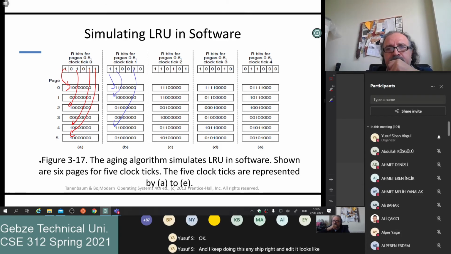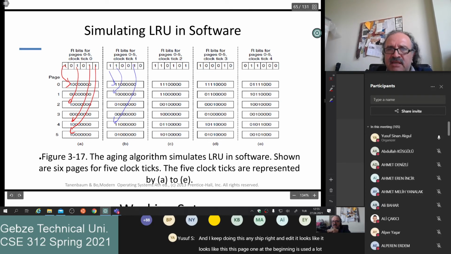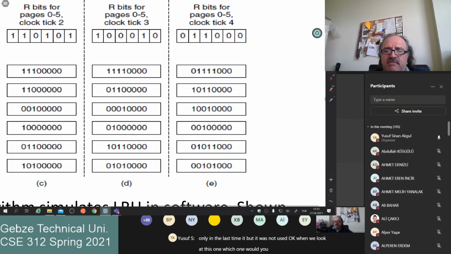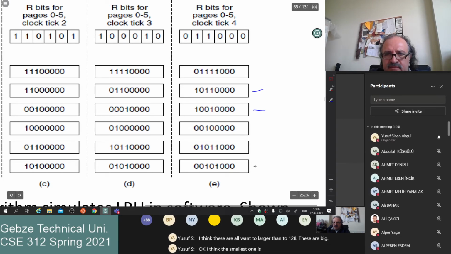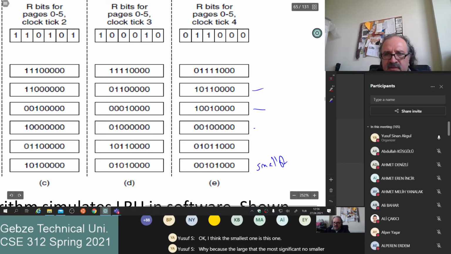It looks like this page one at the beginning is used a lot, only in the last time it was not used. Okay, when we look at this one, which one would you replace? How many bits are there? 1, 2, 3, 4, 8 bits. So what is this value? Which one is the larger number? I think these are all larger than 128. These are big. I think the smallest one is this one. Why? Because the most significant, no, smallest one is this one. This one is smallest.